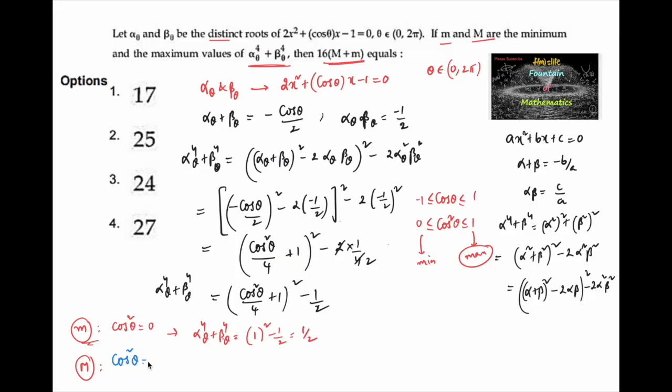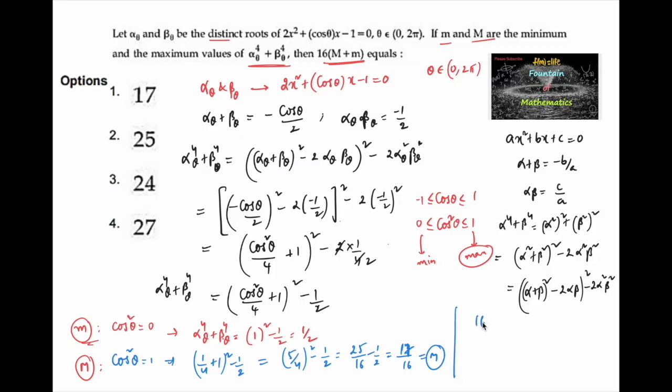And for capital M we consider cos square theta equal to 1. So we can write 1 by 4 plus 1 whole square minus 1 by 2, which is equal to 1 plus 1 by 4, that is 5 by 4. 5 by 4 whole square minus 1 by 2, that is 25 by 16 minus 1 by 2, that is 25 minus 8. Sorry, 25 minus 8 is 17. 17 by 16 is capital M value.